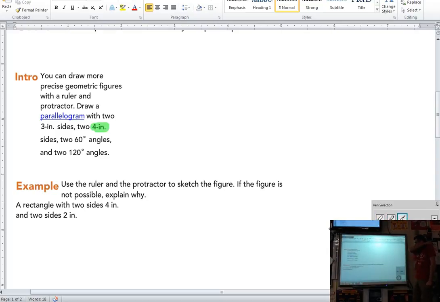So, you can change units if you want. If you want your shape to be smaller, change that to centimeters, or change your inches to 2 and 3, or whatever you want to do. We're just going to have to label everything.